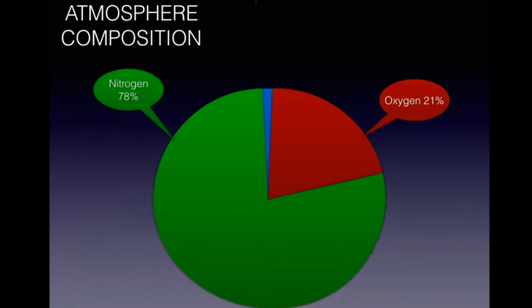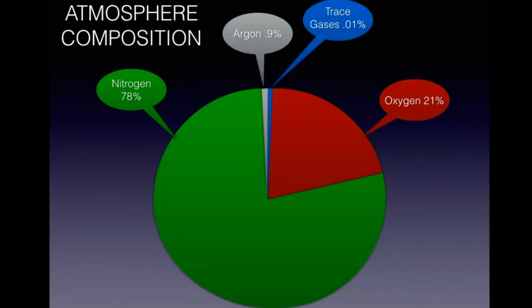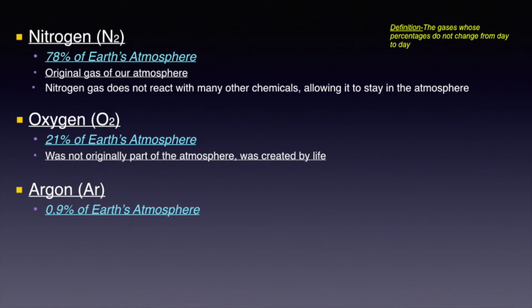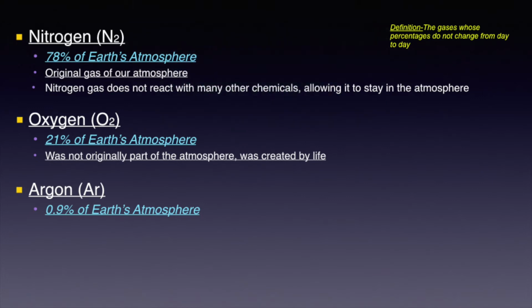That is mostly made of nitrogen, which is 78%. There is argon, which is 0.9%, and everything else, the trace gases, is 0.1%, and that includes solids and liquids and other minor gases that you breathe in every day. Now, to take a look at the gases that make up our atmosphere in detail, nitrogen, which we said makes up 78% of Earth's atmosphere, is also known as the original gas of our atmosphere because it was given to us by the outgassing of several volcanic eruptions in early Earth's formation.